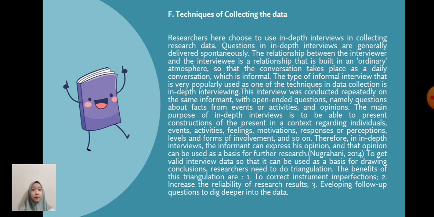Therefore, in in-depth interviews, the informant can express his opinion, and that opinion can be used as a basis for further research. To get valid interview data so that it can be used as a basis for drawing conclusions, researchers need to do triangulation. The benefits of this triangulation are: first, to correct instrument imperfection; second, to increase the reliability of research results; and the last is developing follow-up questions to dig deeper into the data.